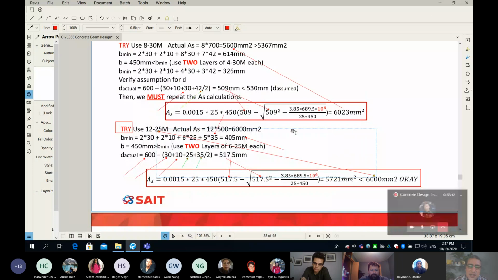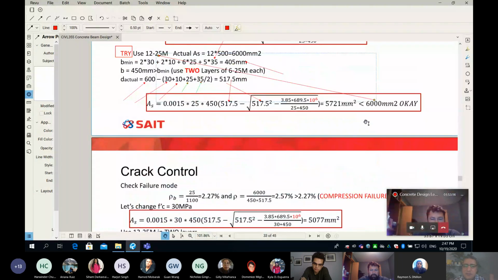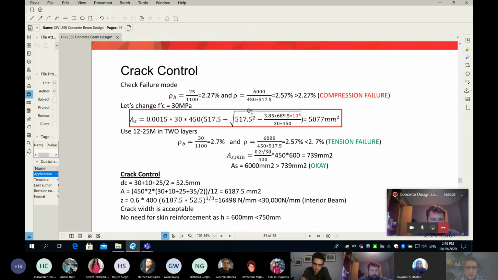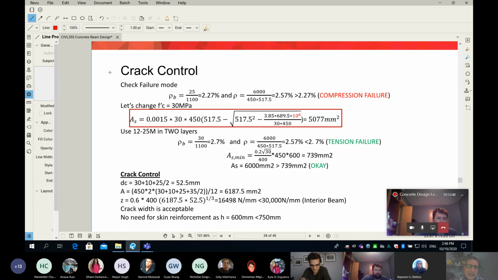Now, once we're done, this probably marks the end of ULS, ultimate limit state. And so what you have to do is, oh my God, wait. I think I'm not following 100%, but I don't know why I label this as crack control. So please don't mind the title. Get rid of this title and things should be okay.